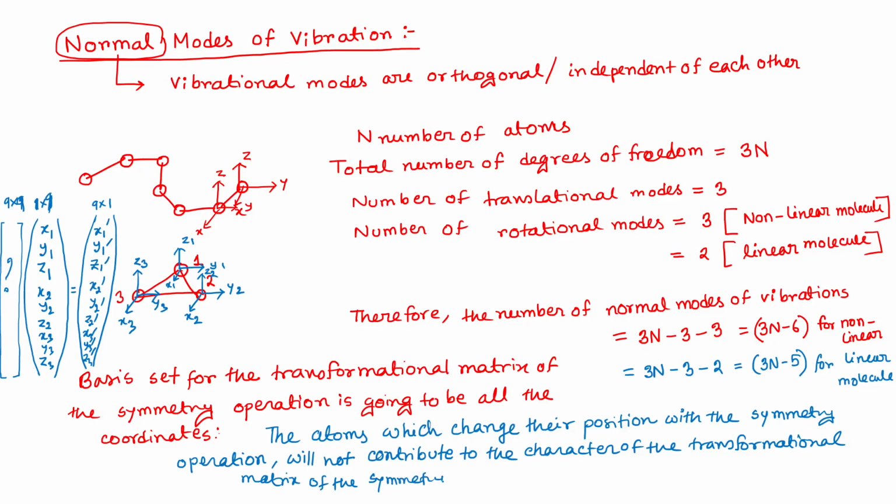Why? Because they are going to be in off-diagonal positions. Non-zero matrix elements will be off diagonal.